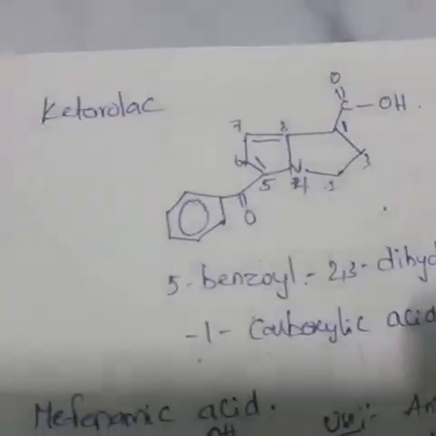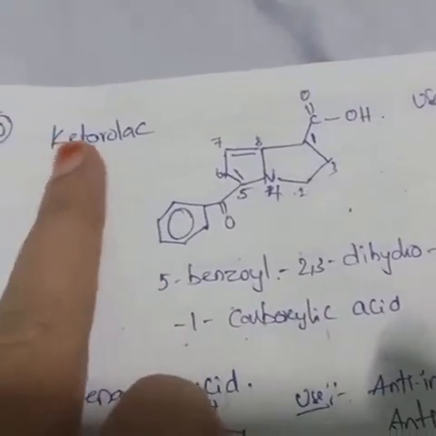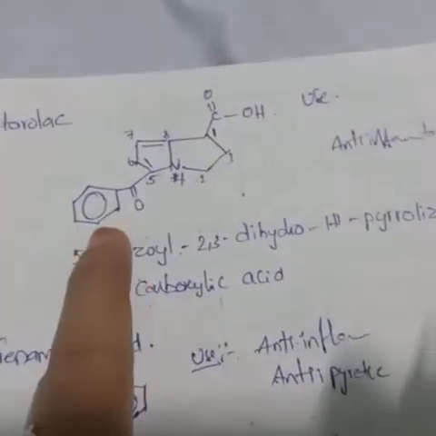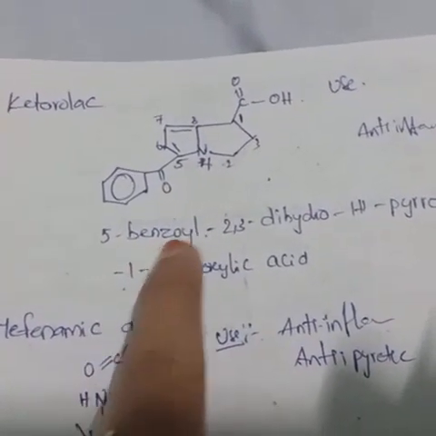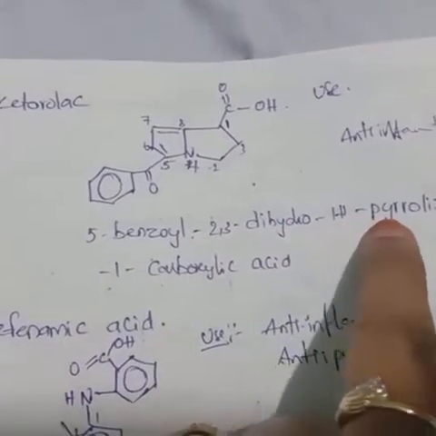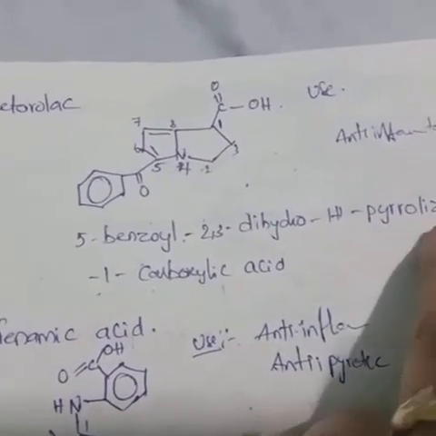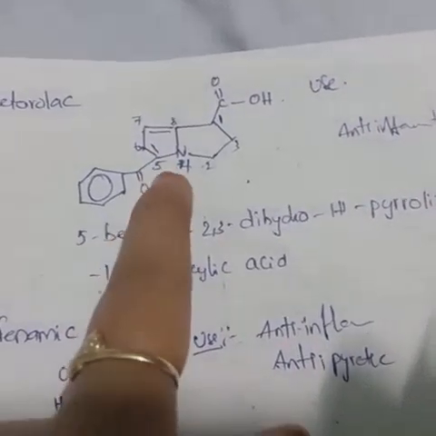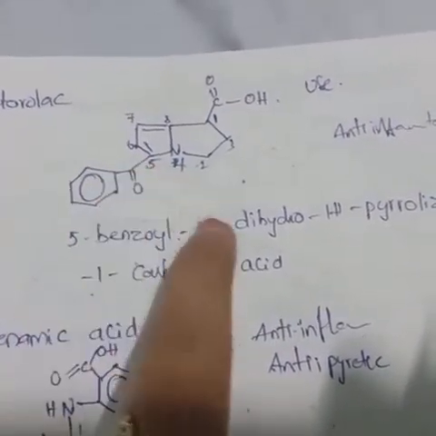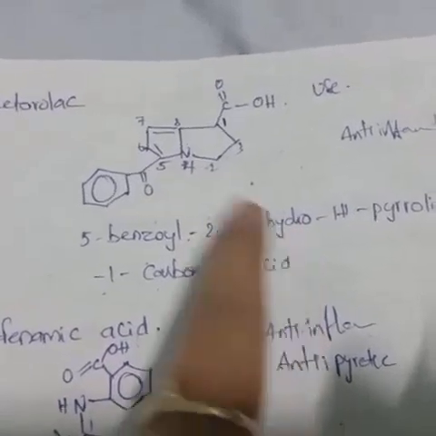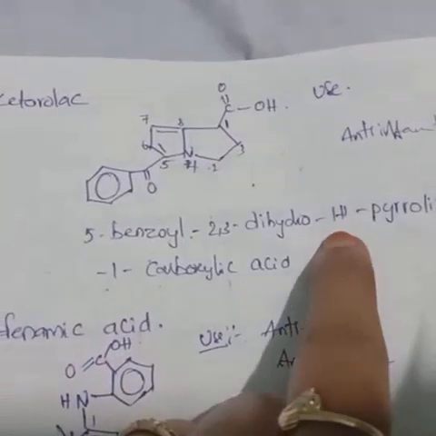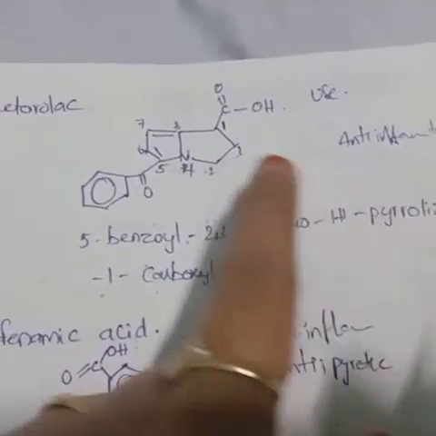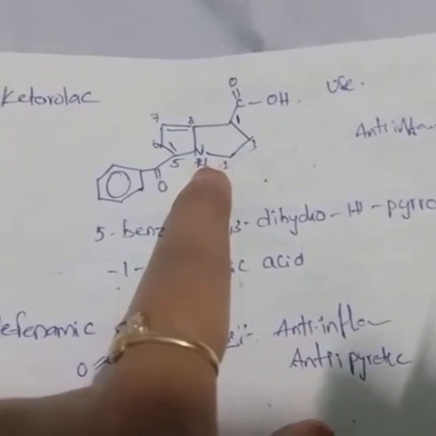Now we are going to see another drug, that is ketorolac. See here, ketorolac structure is this. So once you see here, 5-benzoyl-2,3-dihydro-1H-pyrrolizine. At the 5th position, benzoyl group is there. 2,3-dihydro: in the sense double bond is not there, hydrogens are present here. 1H-pyrrolizine. At the first position hydrogen is there.